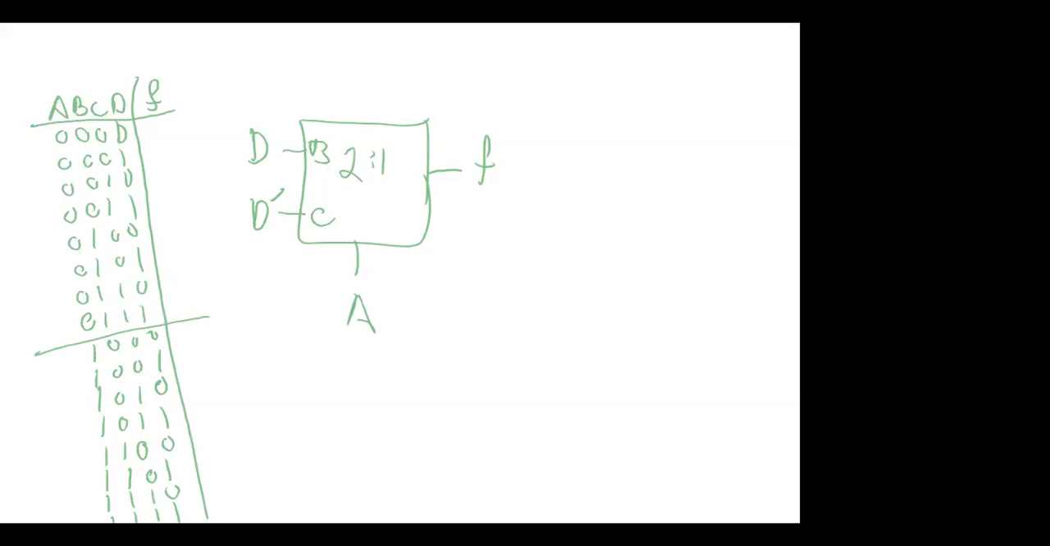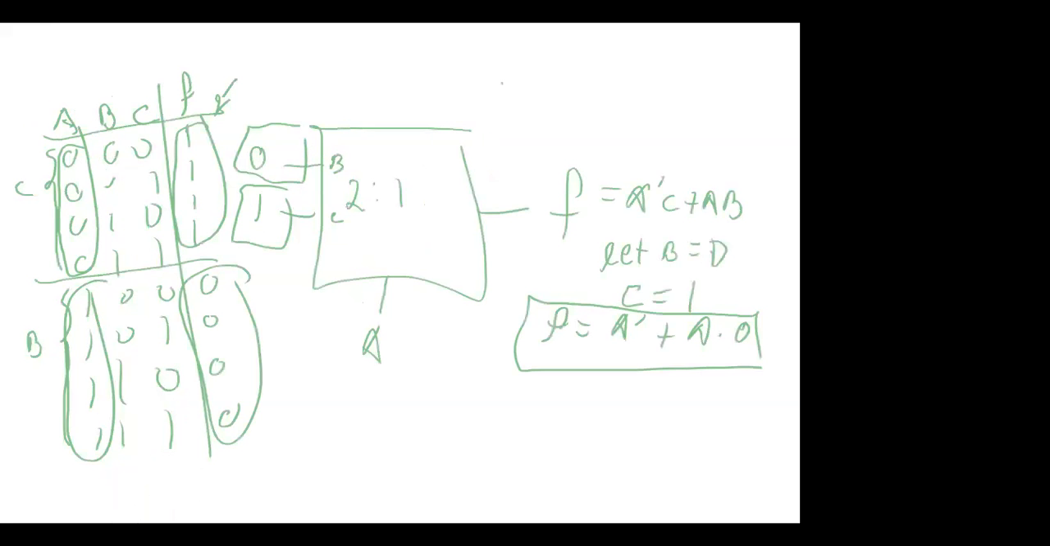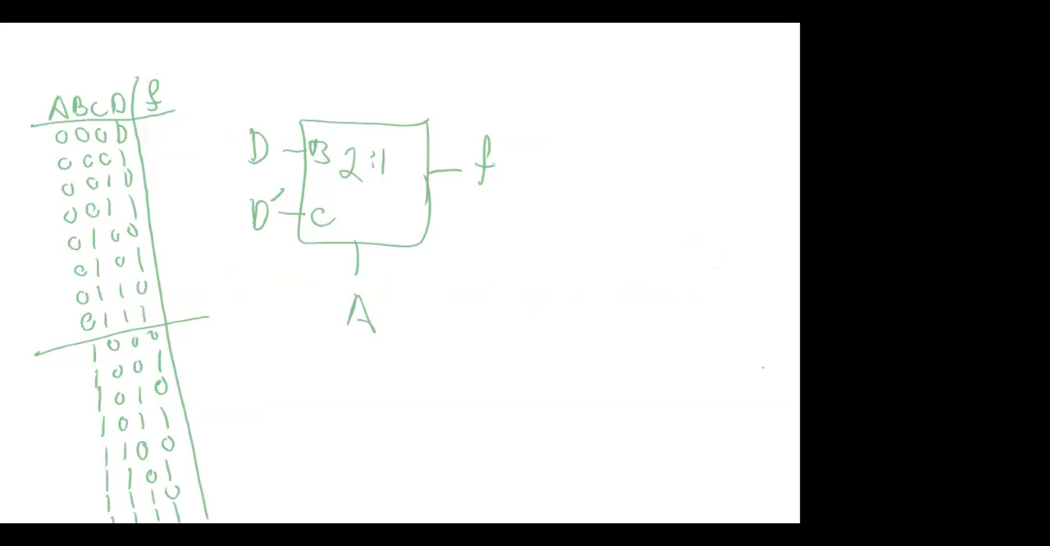B is selected for input 0. Isn't that right? Let's just make sure. No, it's C. C is selected for input 0. B is selected for input 1. That's all right. Let's go back. So this is supposed to be C, and this is supposed to be B.